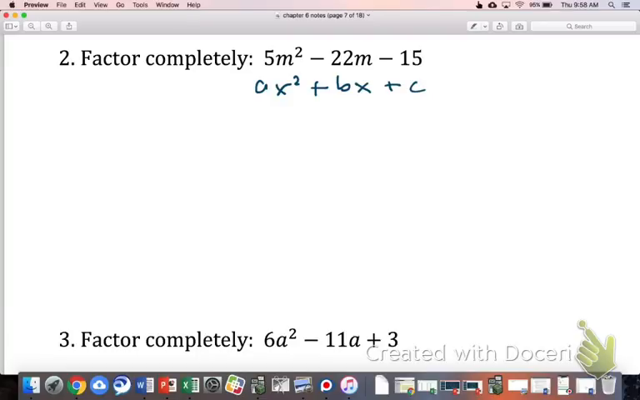So what do you guys think? What is the a value for this one? 5. The a value is 5. The c, or the b value, excuse me, negative 22. Negative 22, and the c value, negative 15.